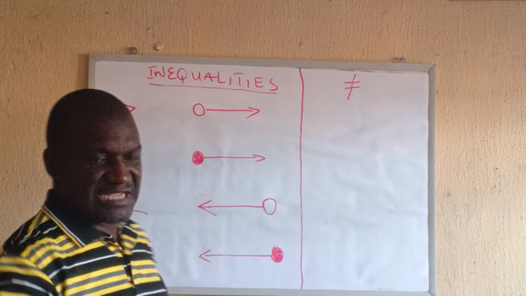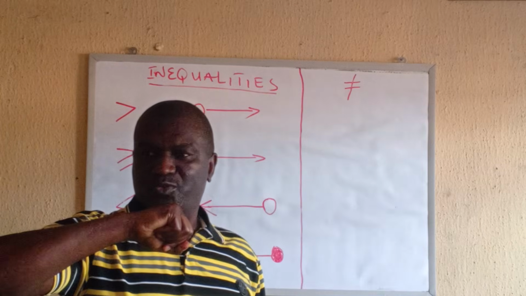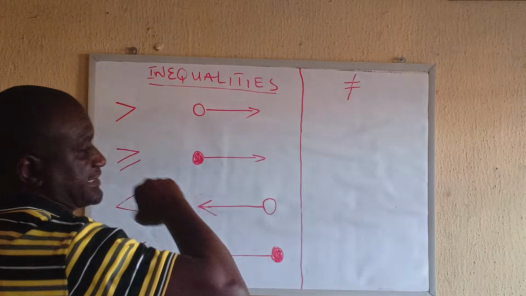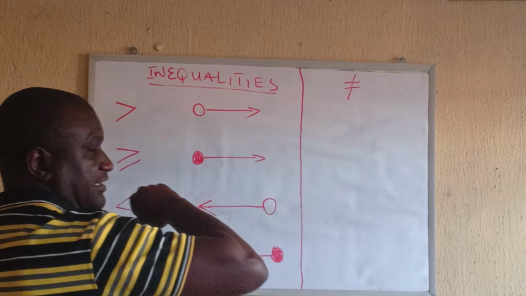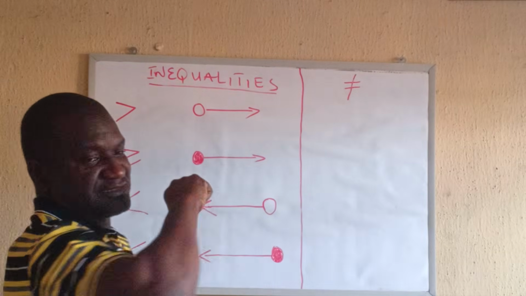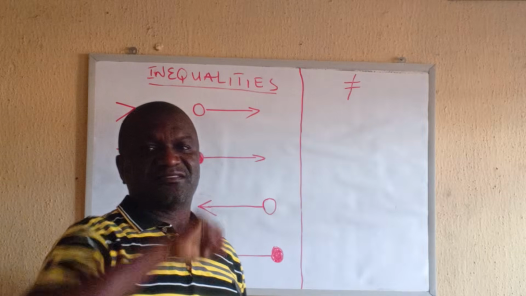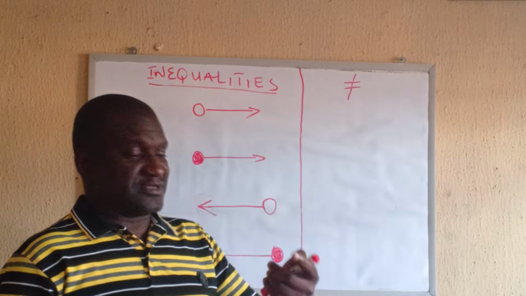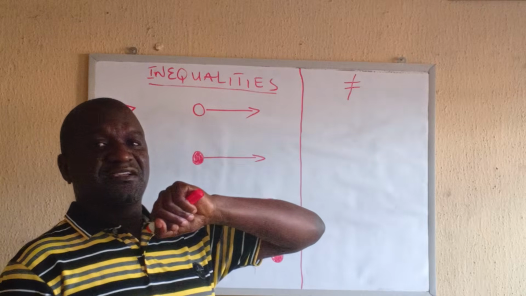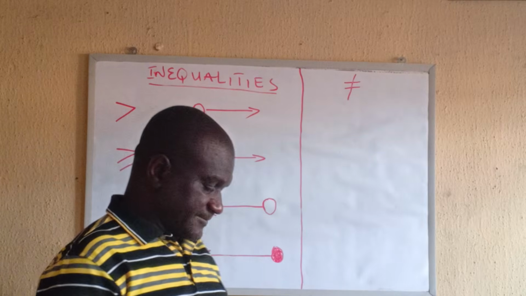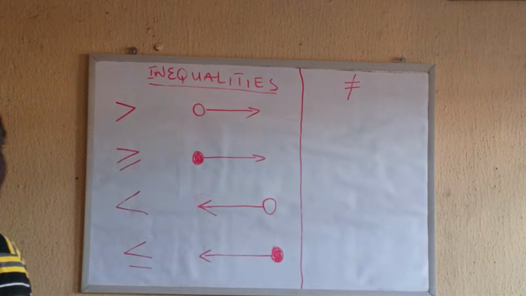So this is greater than. Some people will teach that it's your right hand side. When you bend your right hand side, it's the sign of the inequality. That's the greater than. That's for easy remembrance. Then the left hand side is the less than.